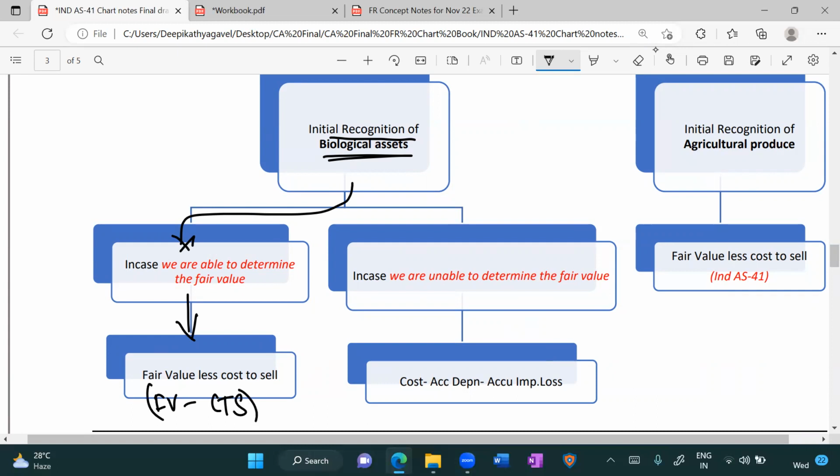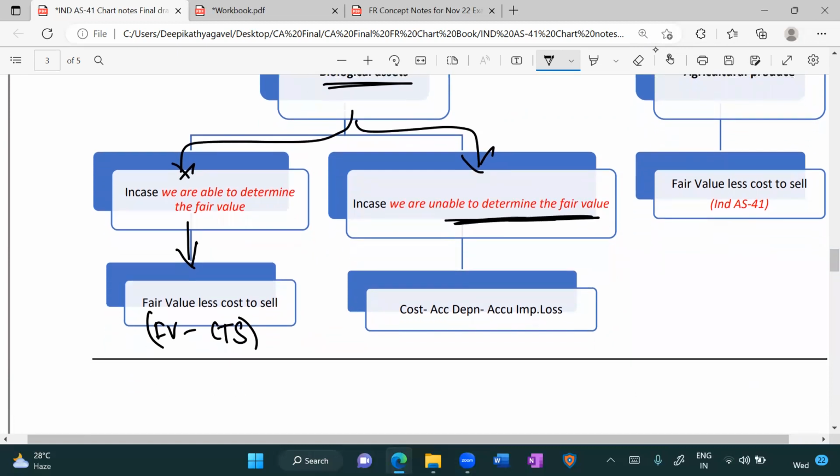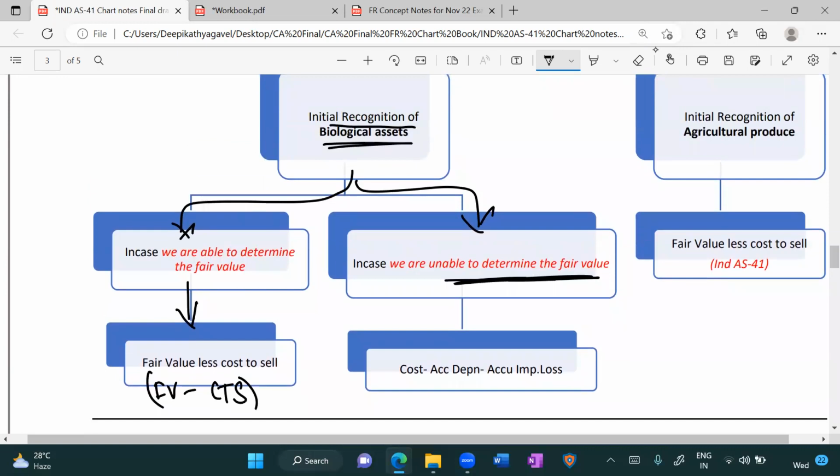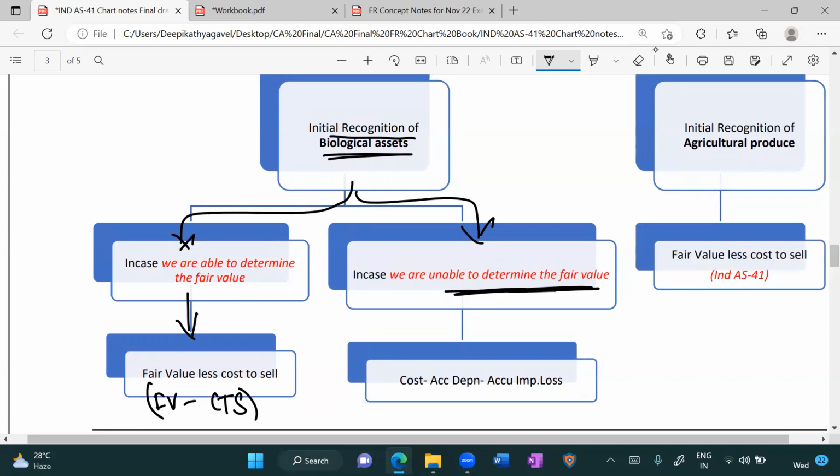But in case you are unable to determine the fair value, then your particular biological asset will be recorded at cost, which is cost less accumulated depreciation less accumulated impairment loss, right? So first preference is given to what? Fair value. In case you are able to determine the fair value, then fair value less cost to sell. But if you are not able to determine the fair value, then you will record it at cost.